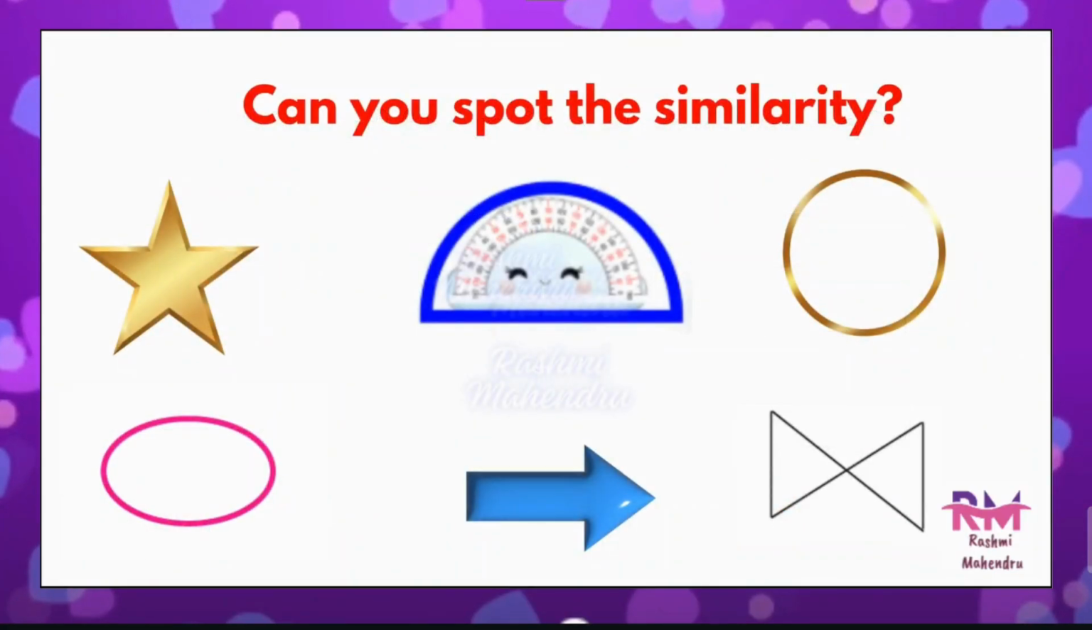Take a close look at the shapes on the screen and find the common thread. Are all these shapes closed? Yes, because they have a continuous path or boundary. We cannot locate their starting or end points.